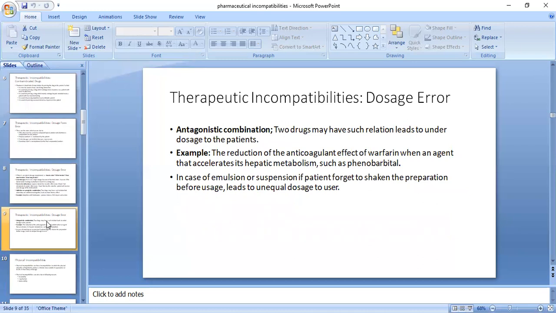In case of emulsion or suspension, if patients forget to shake the preparation before usage, it leads to unequal dosage to the user, and it is instructed by the pharmacist in emulsions and suspensions to shake well before use. If the patient does not shake, then unequal dosage goes to the user.